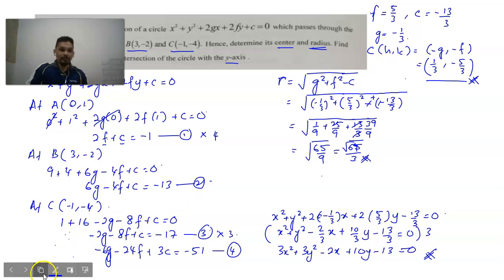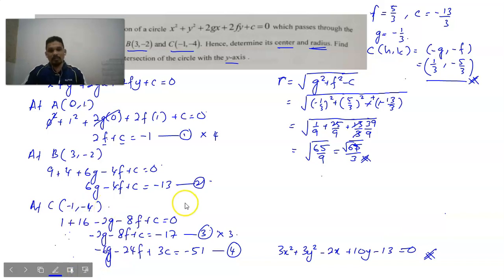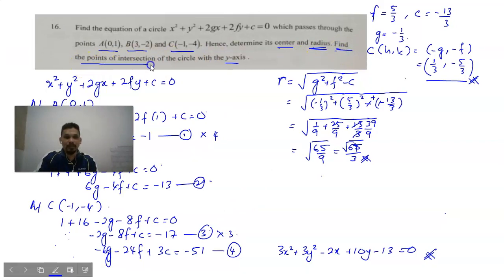Now, the last question of this one. I'm sorry that because I maximize and use one page, sometimes I need to delete and clear some, which may confuse all of you. I do hope my explanation here is clear. Now find the point of intersection of the circle with the y-axis. When any graph or function or circle intersects the y-axis, it means that x equals 0.